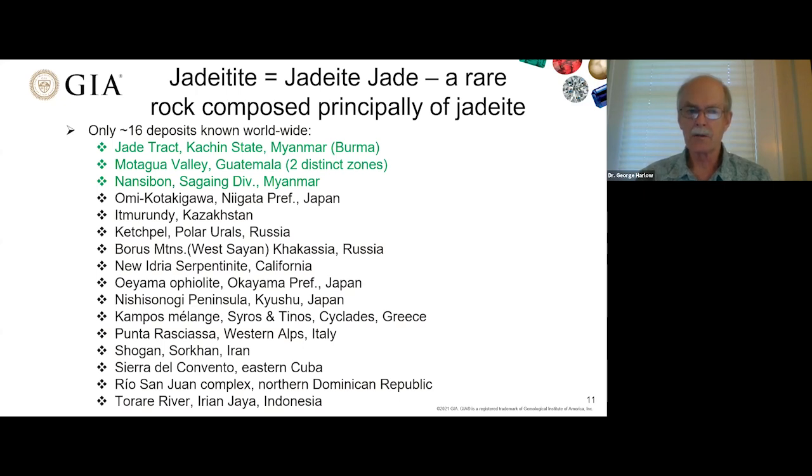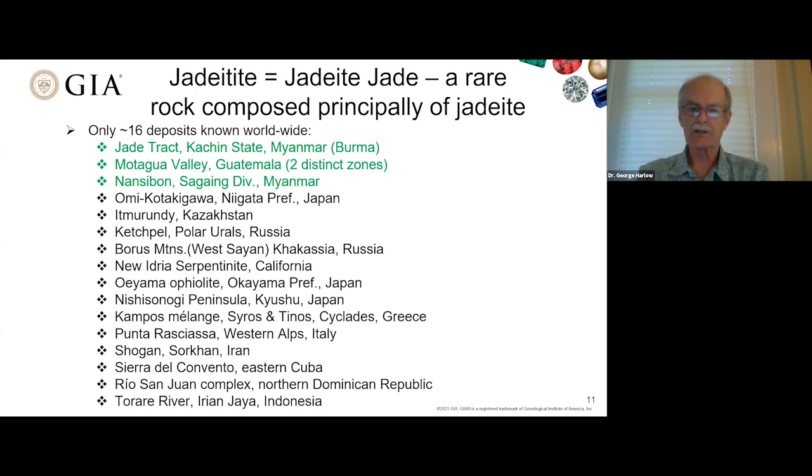And I've highlighted the three most important ones in green, and in fact, two of them are related to one another. There's the Jadeite Tract, or the Jade Tract, in northern Myanmar, formerly known as Burma, and then the Nansiban in the Sigang division of Myanmar, which is about 70 kilometers away, but it's in a different state, and it is distinctly separated.